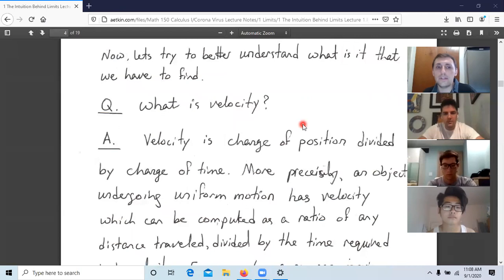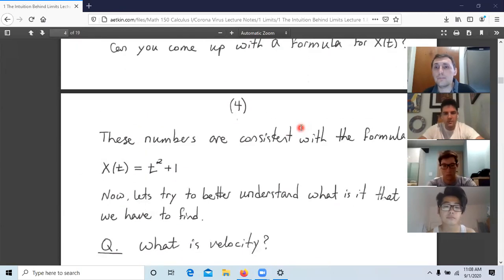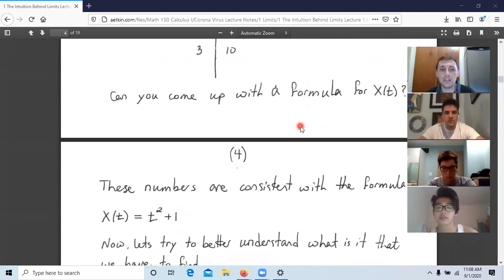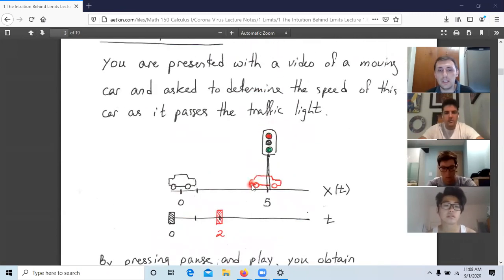What's the velocity of this car? First of all, what does the question mean? Anybody would like to try to talk to me? What is this velocity of the car that we're interested in? We are interested in the velocity of the car when it passed this position 5 mark. In other words, 2 seconds into the video.